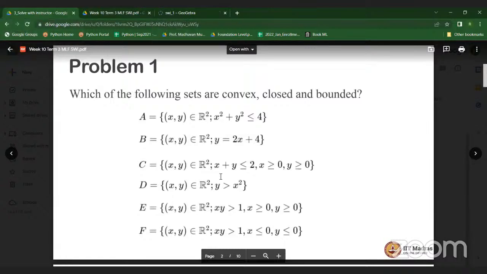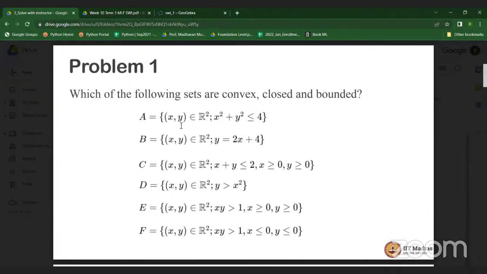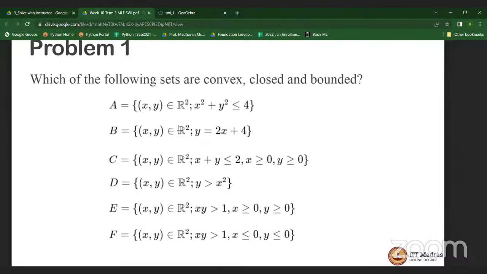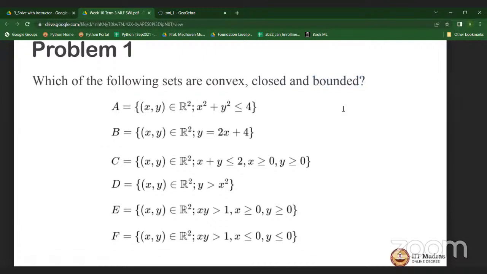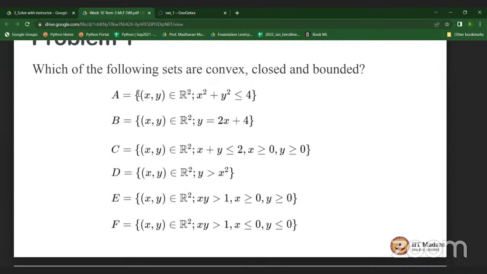So this is the question. What you are asked to do is, among the following sets, which of the following are convex, closed, and bounded? Closed means that the area it occupies should be finite, and bounded means that the values it could take also will be bounded, within a specific range. Look at these sets A, B, C, D, E, F.